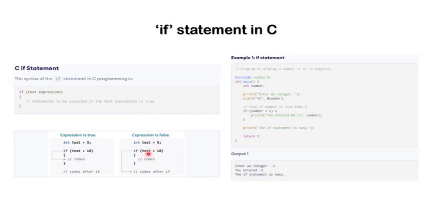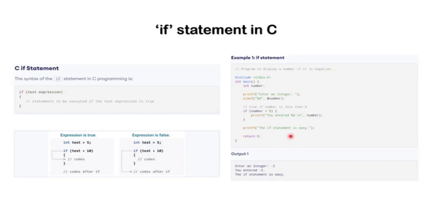But what if the expression is test is greater than 10? So it is like 5 is greater than 10. It is false, right? So this set of statements will not be executed, and directly the control will come from the if statement to the next statement. Okay. So let us go through one example.